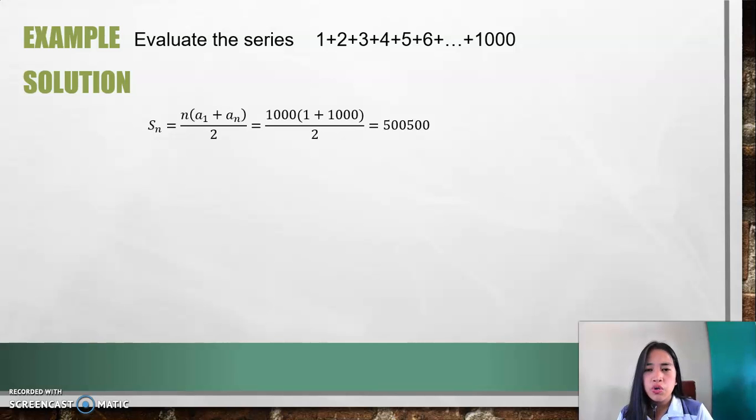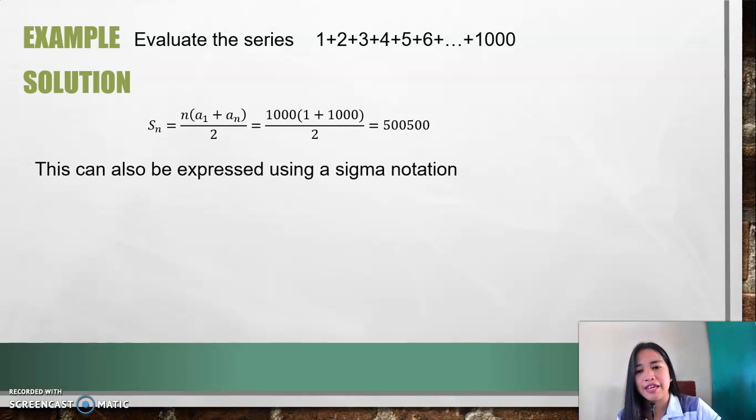Okay. So, as you notice, it's quite troublesome. It is very long if we add them one by one. There is a way to shorten the expression 1 plus 2 plus 3 plus 4 plus 5 plus 6 plus ellipsis plus 1,000, and this can be expressed using a sigma notation. So this is where sigma comes in. This series can be illustrated using this sigma notation.